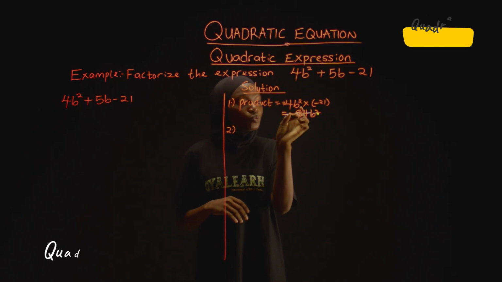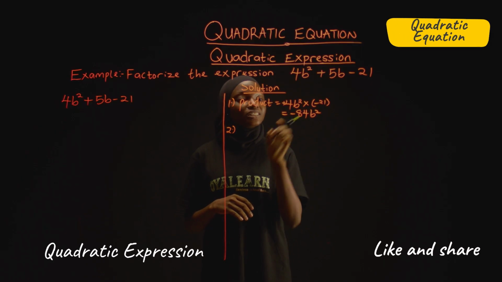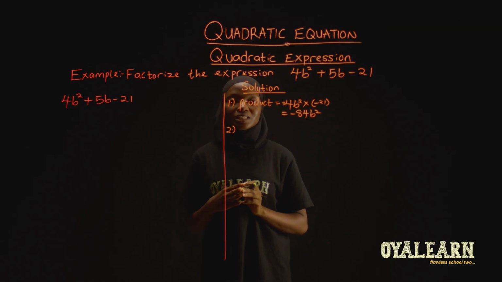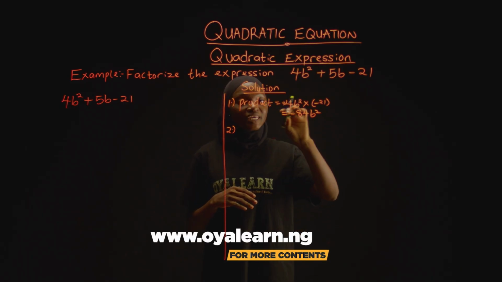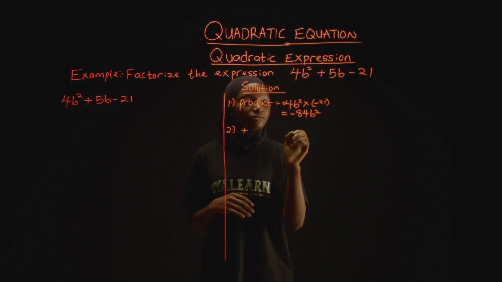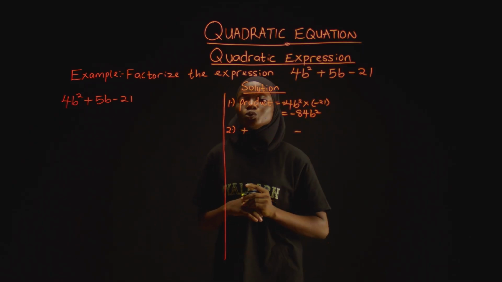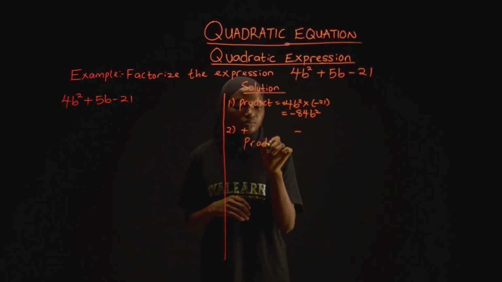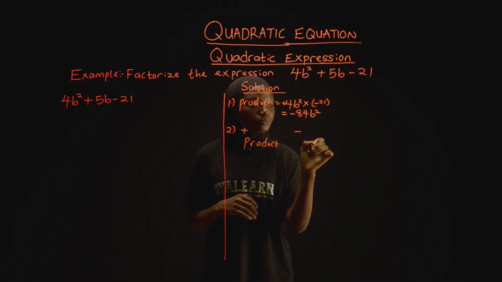Now we'll start with the sign. Since this sign is negative, that means the two terms we'll be looking at will be of different sign. That is, one will be positive, one will be negative. Because by multiplying them together, that's the only way we are going to have a negative sign. So if we have plus, we have negative for the two numbers we are looking for. So we take the product and the sum.